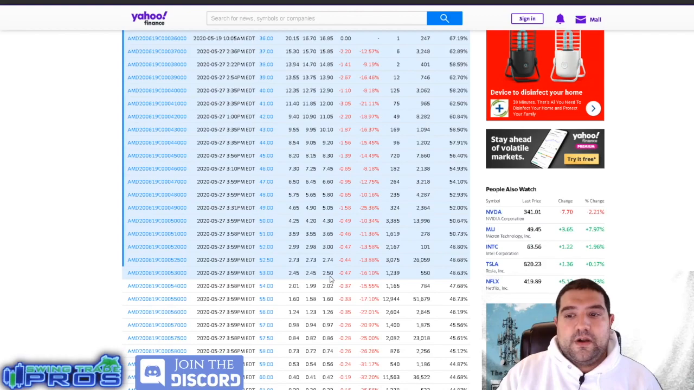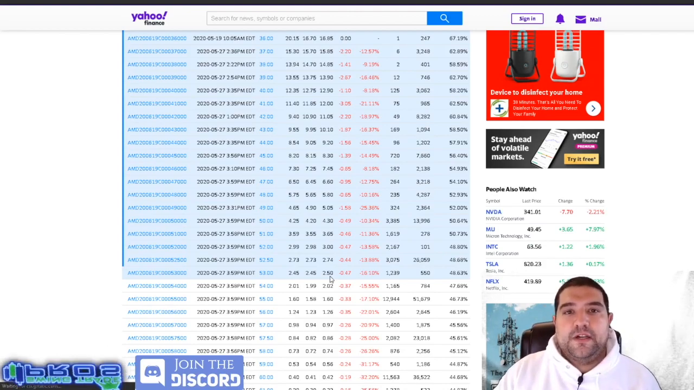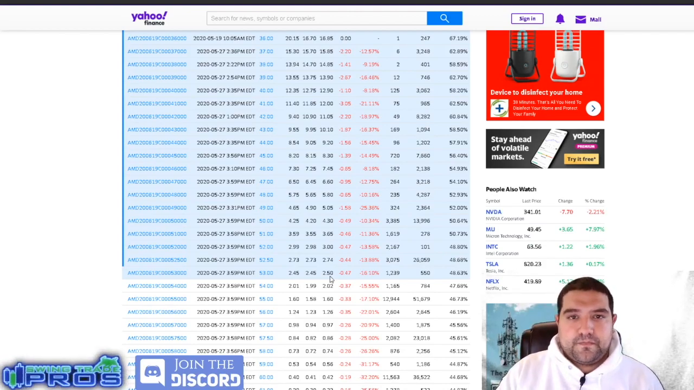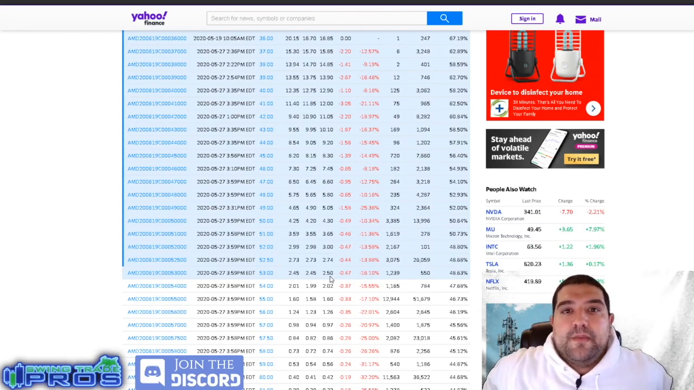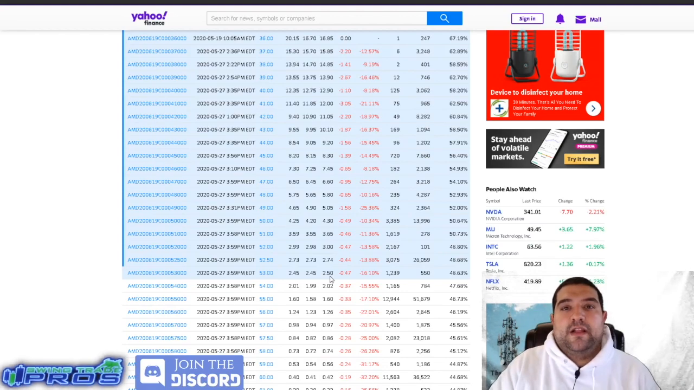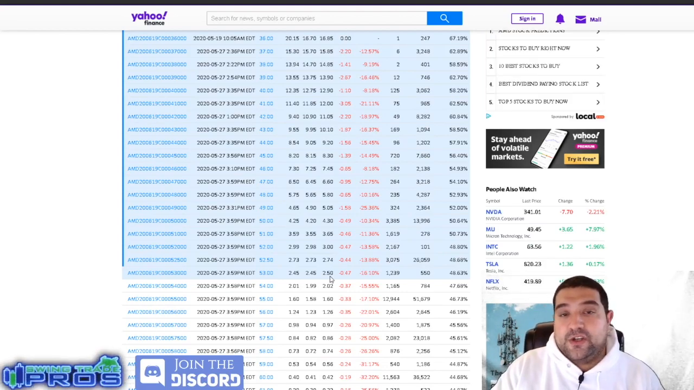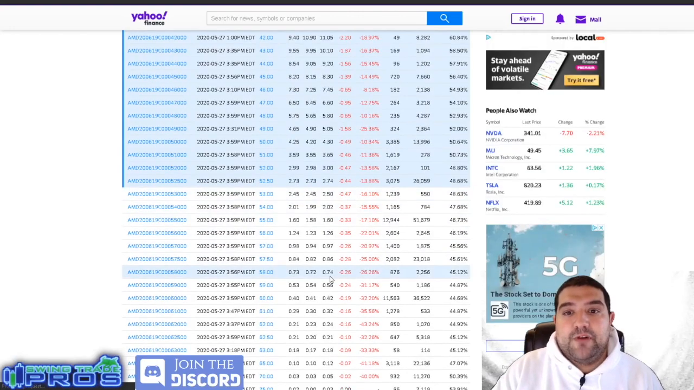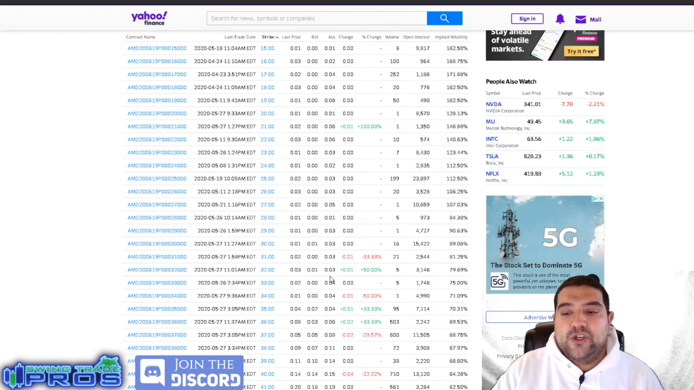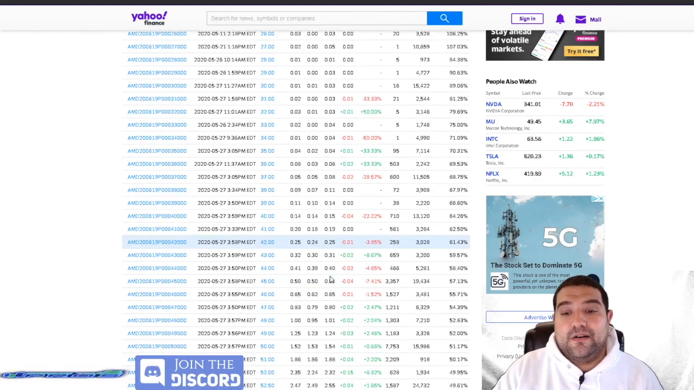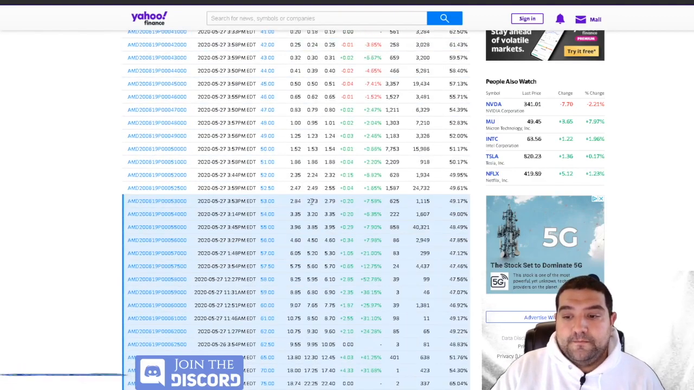Okay, so it's the same thing for the puts. However, the puts have a lot more implied volatility because a stock drops a lot faster than it goes up. So the option premiums on puts are actually going to be a lot higher. Okay, so look, the $53 one was 2.75.